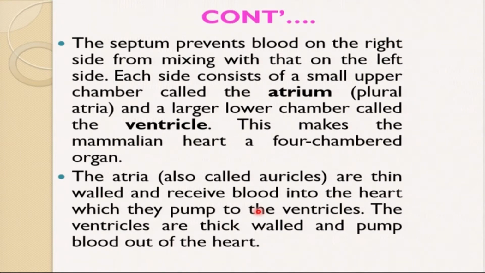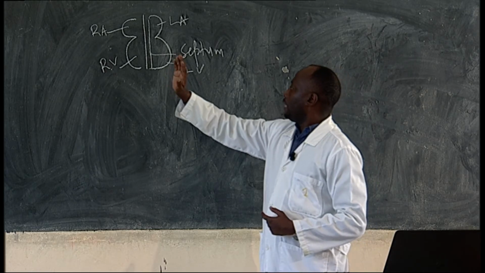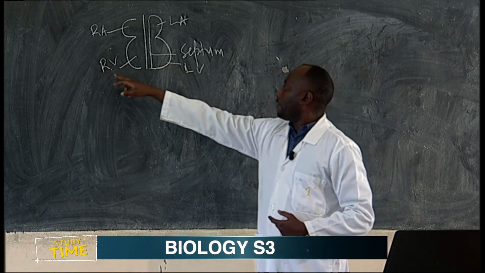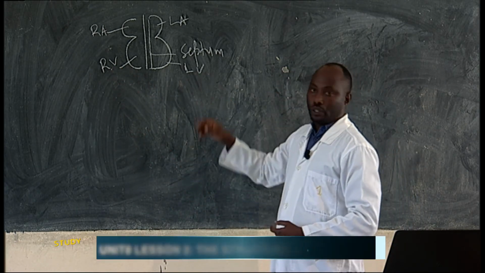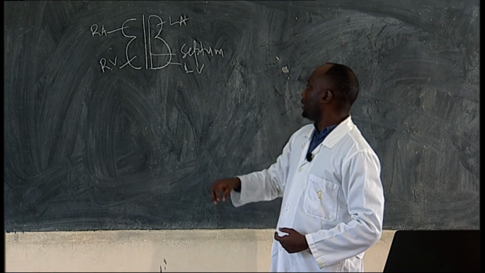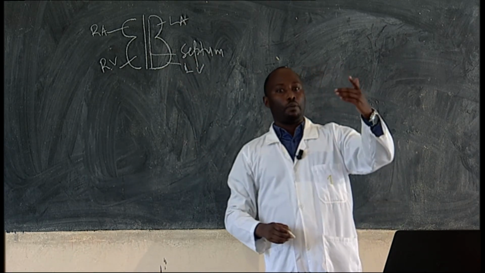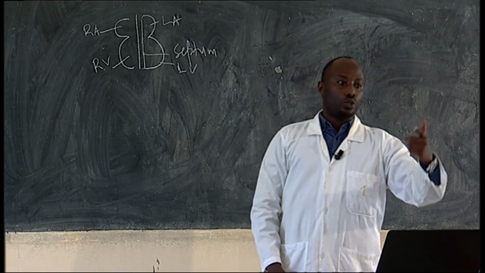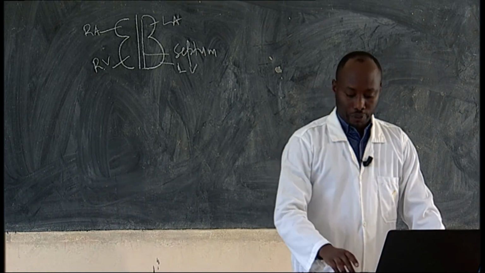The ventricles are thick-walled. Why do we say that the ventricles are thick-walled? I mentioned that atria are thin-walled, but the ventricles are thick-walled and pump blood out of the heart. But not all of them are the same. Let me talk about the right ventricle and the left ventricle. The right ventricle is less muscular than the left ventricle. This is because the left side carries oxygenated blood and this one carries deoxygenated blood. The left ventricle has to contract and create high pressure to force the blood to move to different parts of the body, while this chamber carries blood with less pressure.